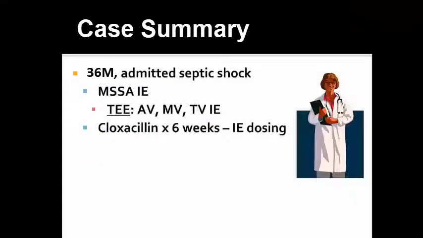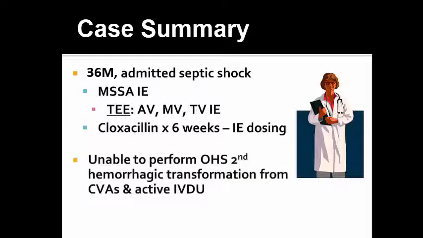In case summary, this is an unfortunate gentleman with MSSA endocarditis with trivalvular involvement of the aortic, mitral, and tricuspid valves. He ultimately received cloxacillin antibiotics for approximately 6 weeks. Cardiovascular thoracic surgery was unable to perform open heart surgery on him to replace his valves secondary to hemorrhagic transformations of his strokes, as well as active IV drug use.